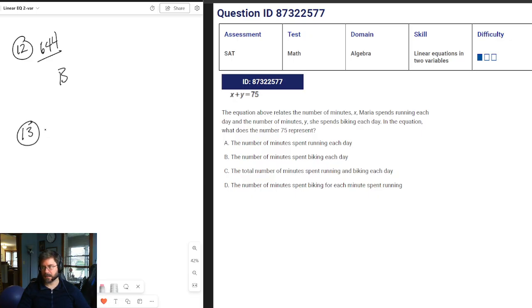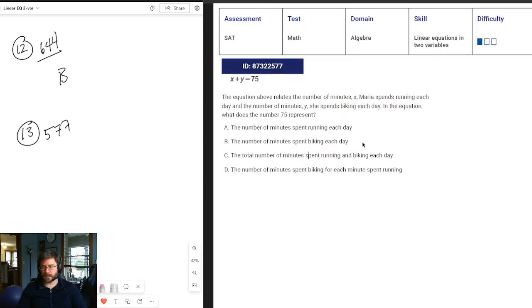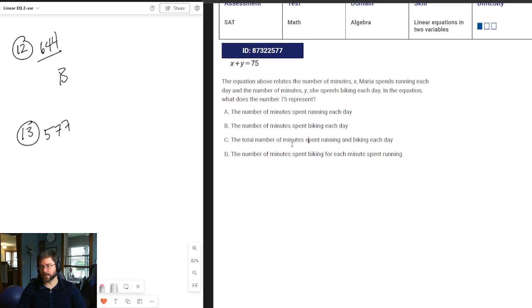Question 13, code 577. Again, easy difficulty. It's in standard form this time. And notice that the answer choices are all words. Whenever your answer choices are all phrases or words like this, there's no math to be done. It's, again, just interpretive. Let's see what we got going on.